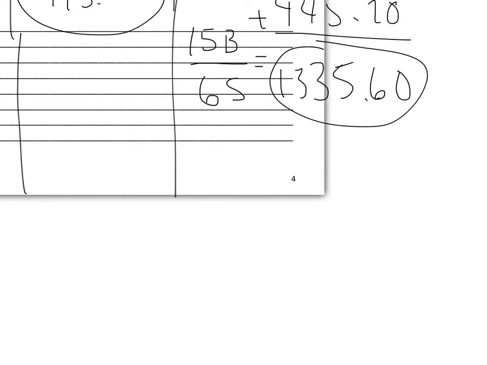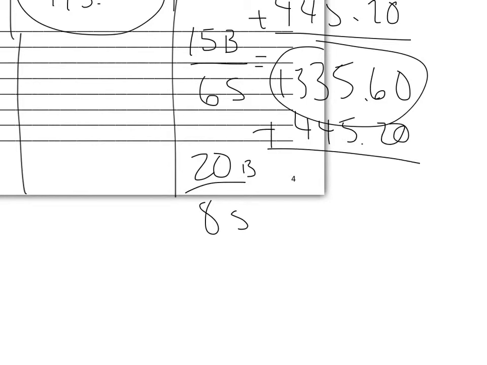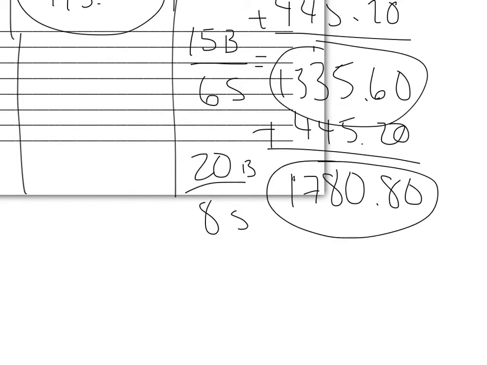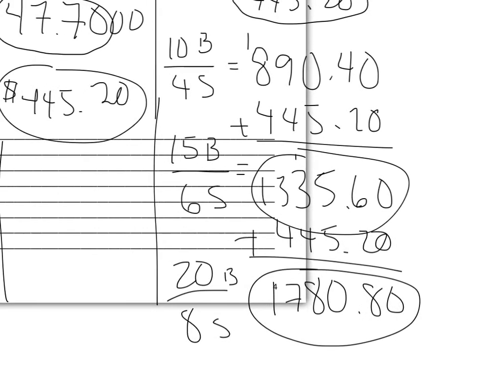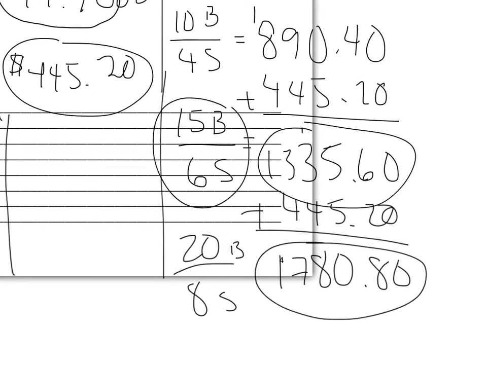Now, let's see if we can do 20 bikes and 8 scooters. So if we add another $445.20, here's what we get: $1,780.80. Uh-oh. That is more than the $1,600 that they have to spend. Since that's more than they have to spend, we have to go back down to the previous one, which is 15 bikes and 6 scooters. So the most they can rent is 15 bikes and 6 scooters, and then they'll have some money left over. And that's how you solve your first ECR.